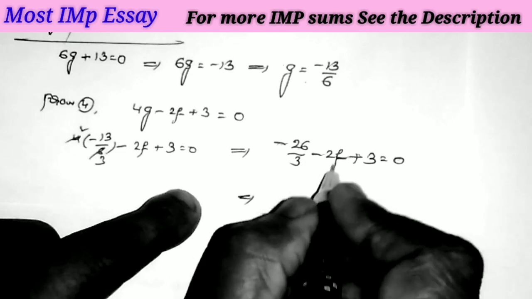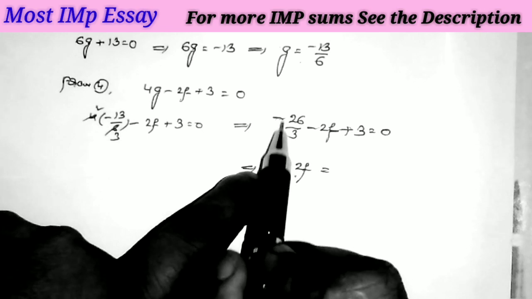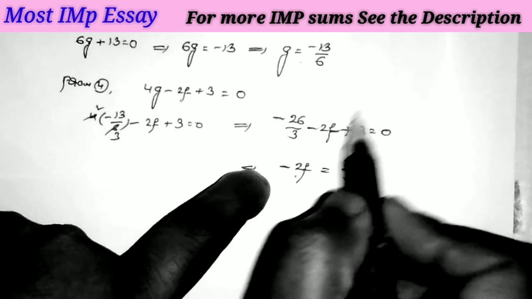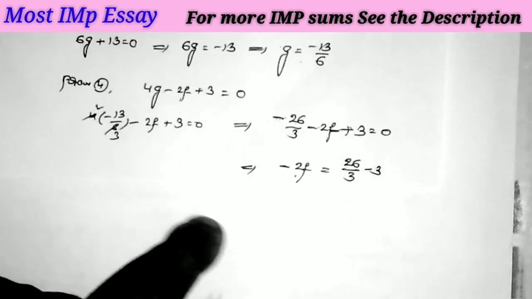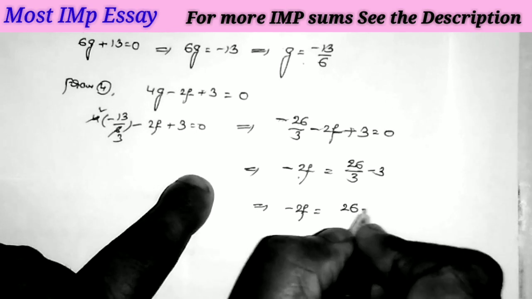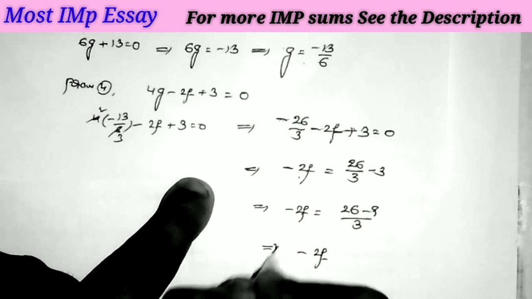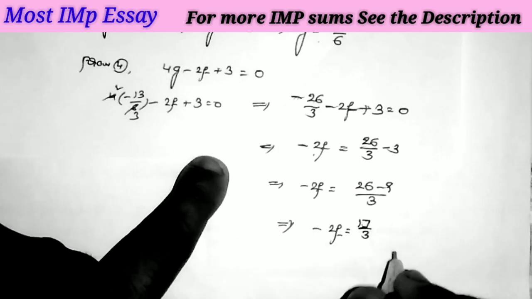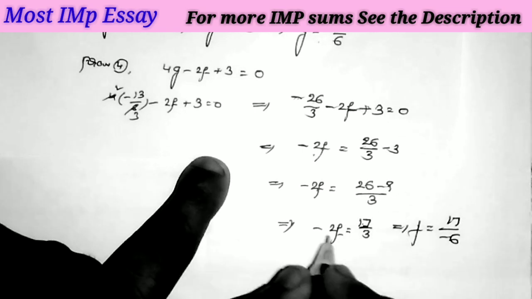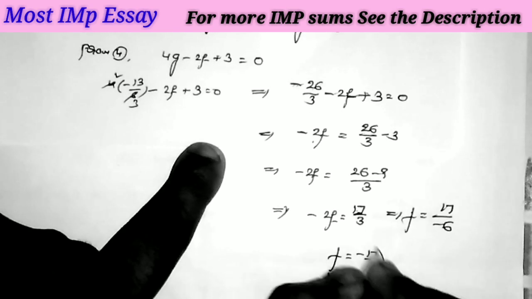Which implies, now we want the 2f value, that is placing this minus 2f here and writing this minus 26 by 3 to that side. That becomes plus 26 by 3, and writing this plus 3 to this side. That becomes minus 3. That is minus 2f is equal to, now taking LCM, 26 minus 9 by 3. That is minus 2f is equal to 17 by 3. Then the value of f is equal to 17 by minus 6. Writing this minus 2 to this side. Therefore the value of f is equal to minus 17 by 6.